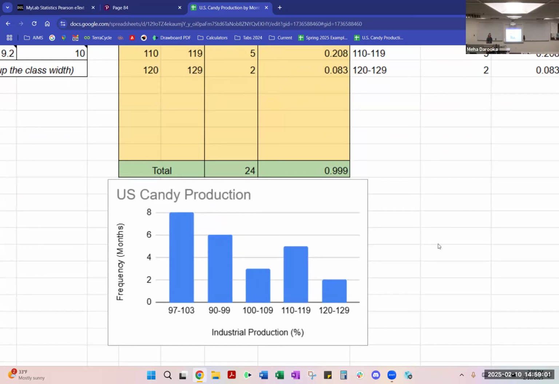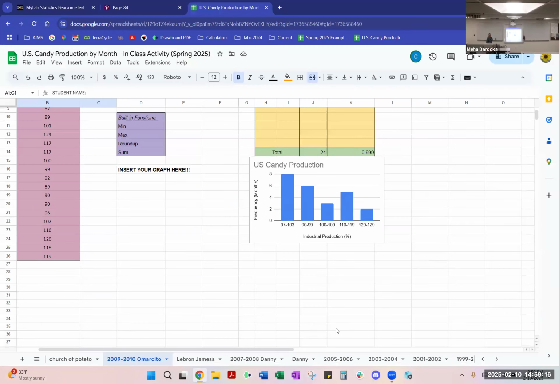I would say a little bit more skewed to the right, right? I mean, we're starting to see it taper towards the right-hand side. We're seeing that little tiny spike at 110, 119, but obviously we still have that tapering effect going towards the right-hand side. So I would definitely lean towards skewed right for this histogram.